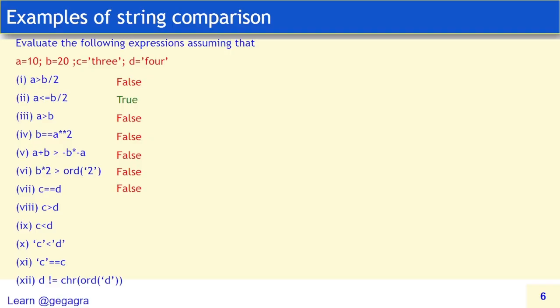When you apply c greater than d, c is a string and d is also a string. c is compared with d on the first character, and 3 is not greater than 4, so this gives false. Now c less than d: this is true, because 3 is less than 4. Since the greater-than comparison is false, the vice versa is true.